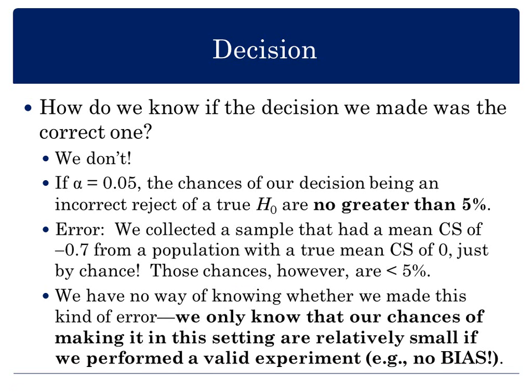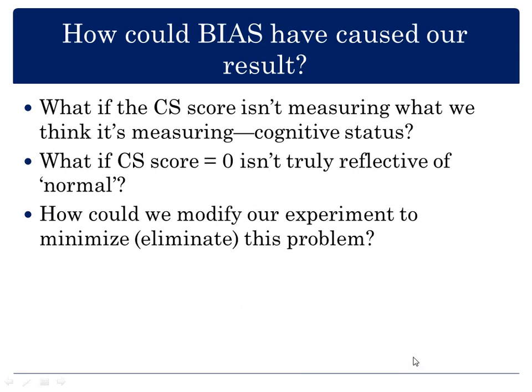There are other issues, however, that could cause this error to occur. Primarily, something like bias. So let's think about this. What if, and this happens a lot, what if the score that we're using, this cognitive status score, really isn't measuring what we think it's measuring? It's not really measuring cognitive status the way we think it is. In other words, what if a score of 0 really doesn't reflect normal cognitive status?